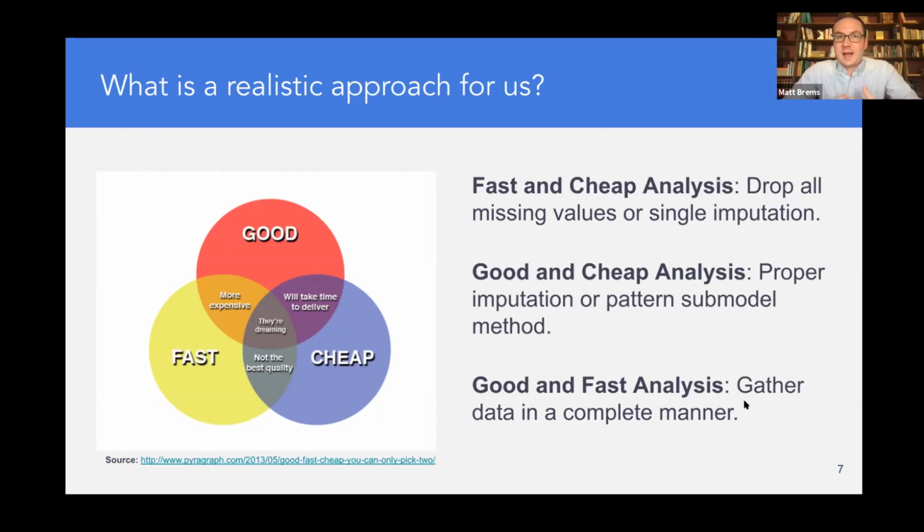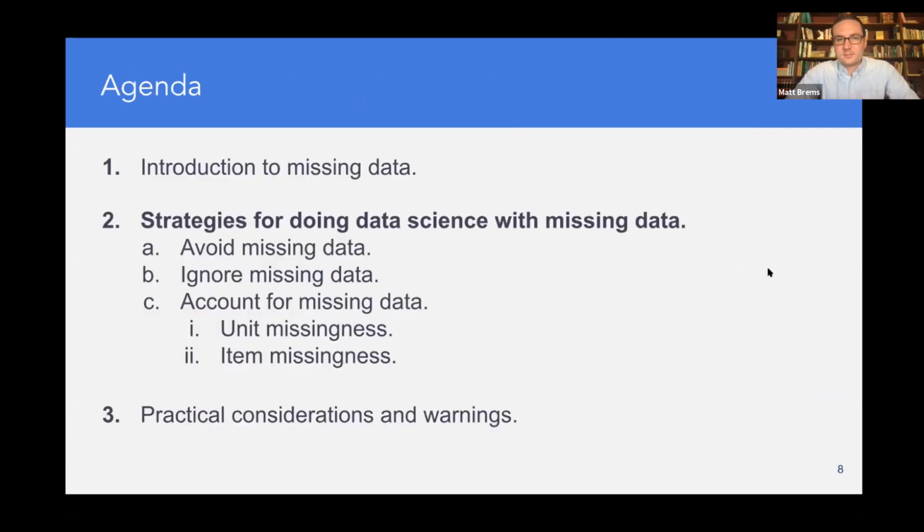Now here today, I want you to be able to recognize the trade-offs of these. And in some instances, you might say that single imputation is okay. However, I would encourage you to think about what other options exist, and then you can advocate for yourself and for your project when you're working with clients or supervisors. So that's the intro to missing data. And now I want us to get into strategies for doing data science with missing data.